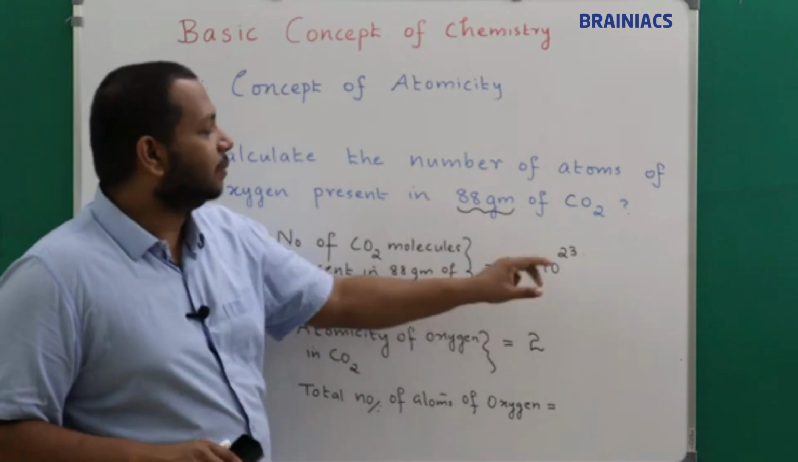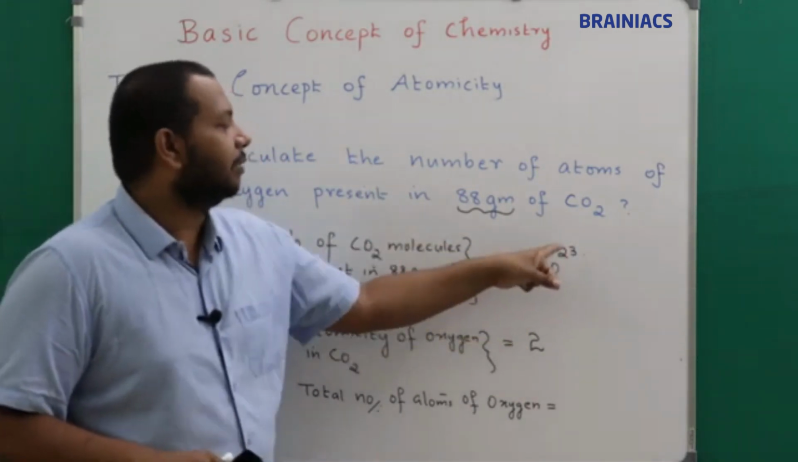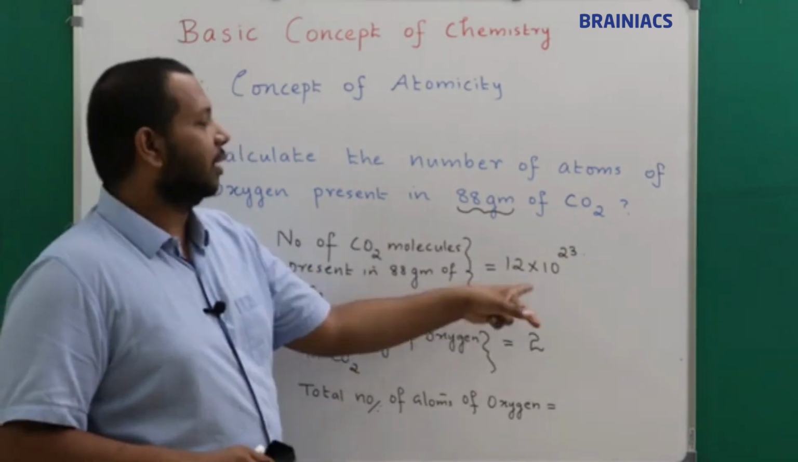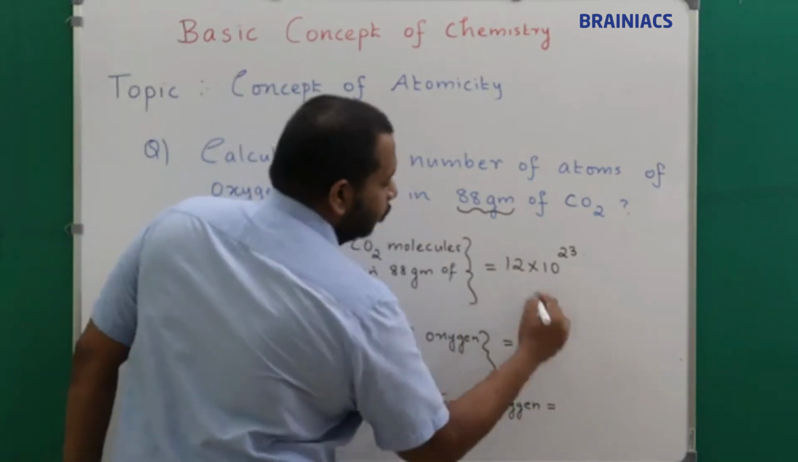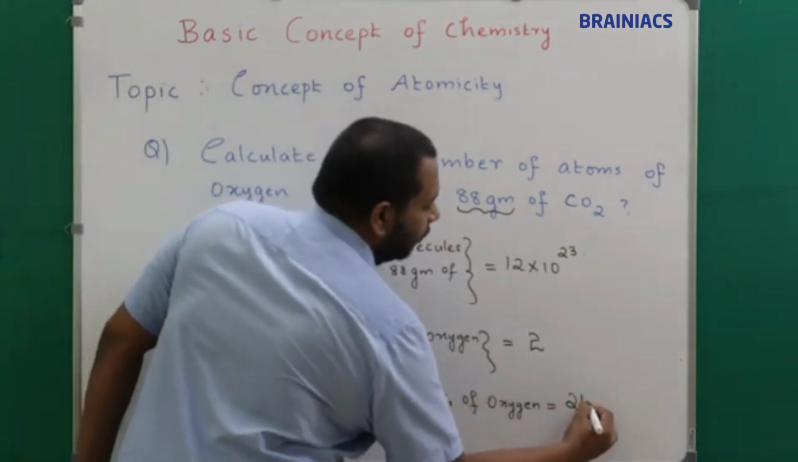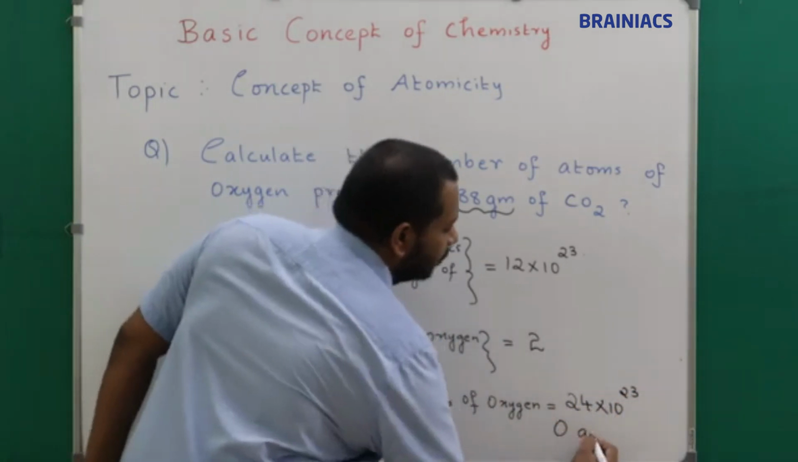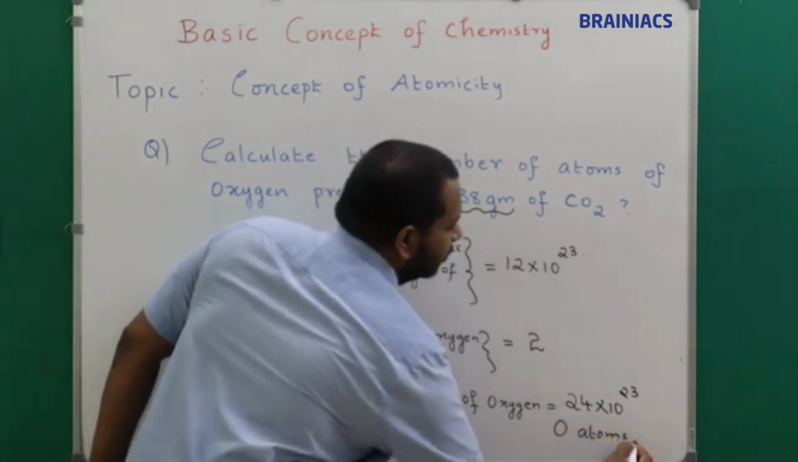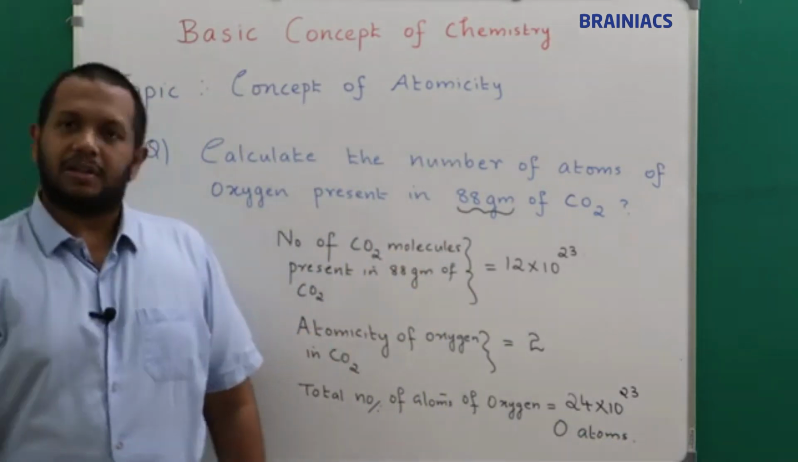Or you can say this many molecules are there and each molecule has 2 atoms. So 12 into 10 power 23 into 2, or the number of molecules into atomicity. So that is 2 into 12, that is 24 into 10 power 23. What atoms? Oxygen atoms. Understood? So this is the basic way you are doing the calculations.